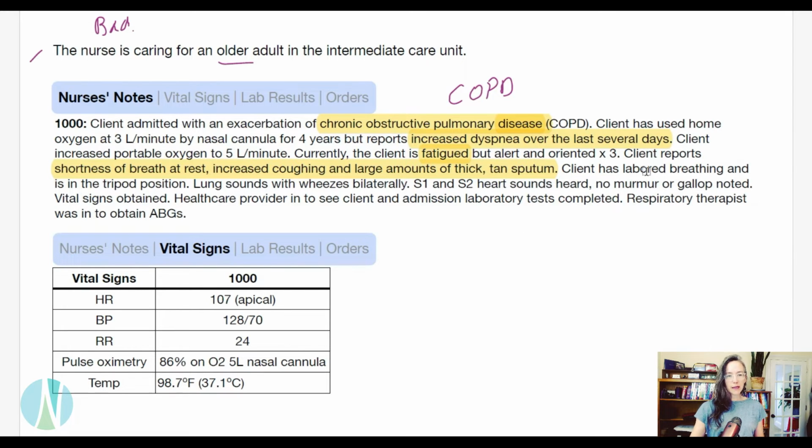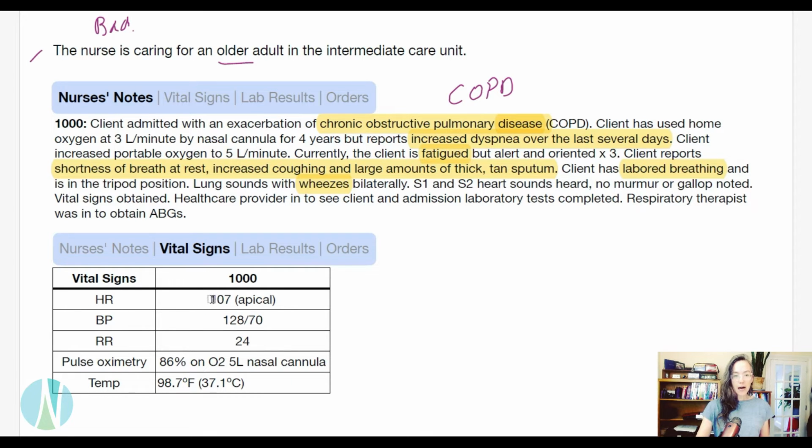Client has labored breathing and is in the tripod position. The lung sounds with wheezes bilaterally, so they're starting to wheeze, closing up on them. S1 and S2 heart sounds heard, no murmur or gallop noted, vital signs obtained, and then the healthcare provider in to see the client, and admission lab test completed. Respiratory therapist was in to obtain the ABGs. So of course, I'm thinking they have a respiratory problem, a COPD exacerbation.